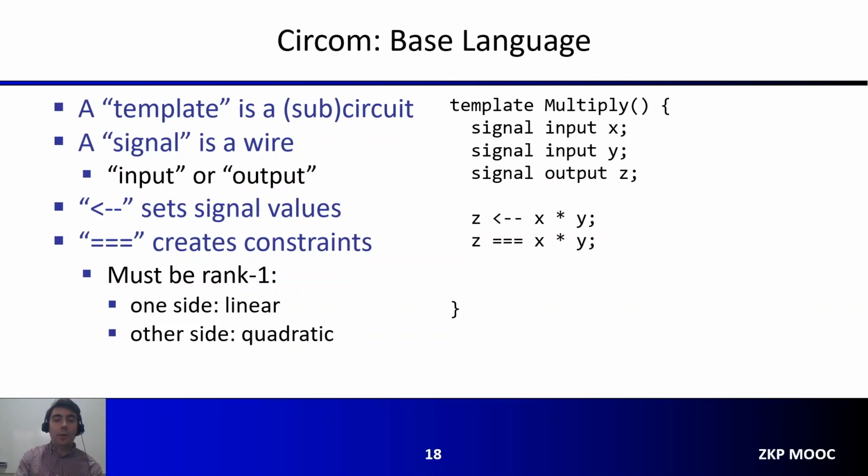So one example of using triple equals in an invalid way is this, saying that z triple equals x times y. On the right hand side here we have a product of three variables, so this is not a rank 1 constraint.